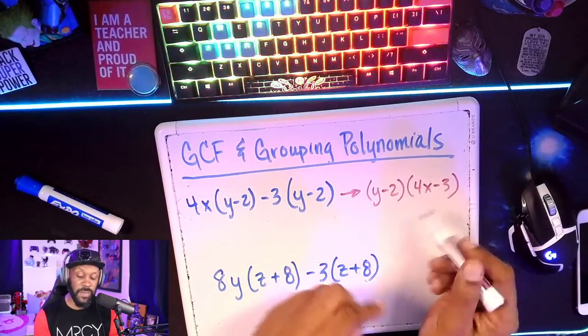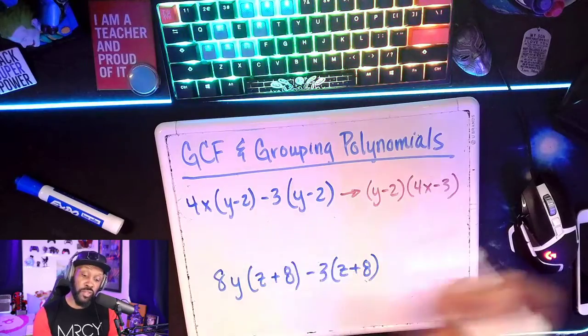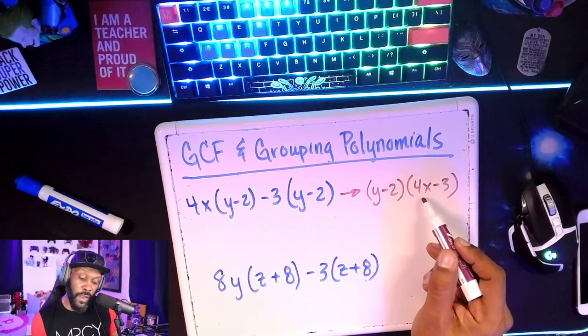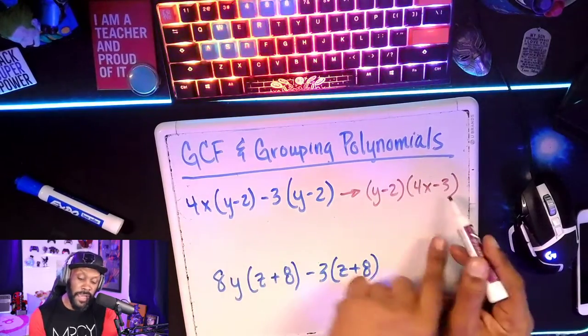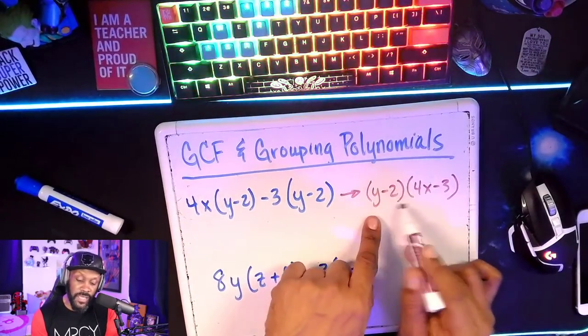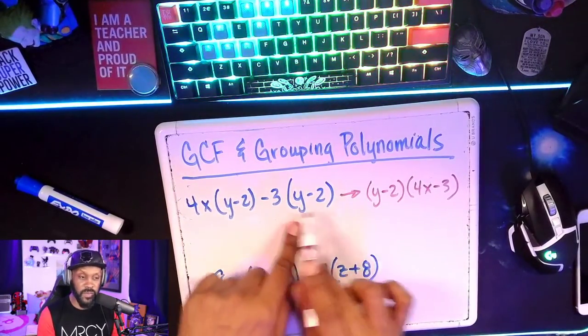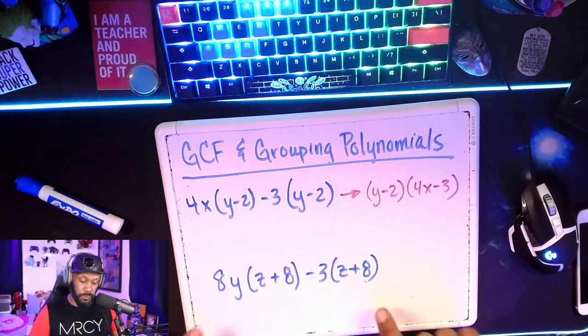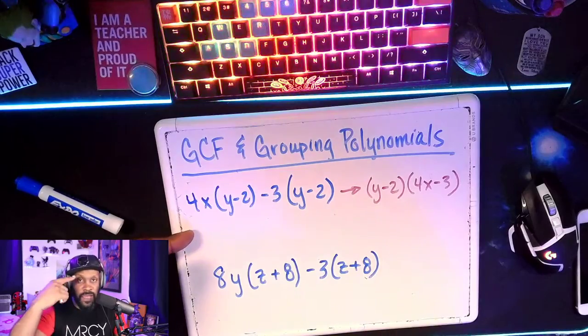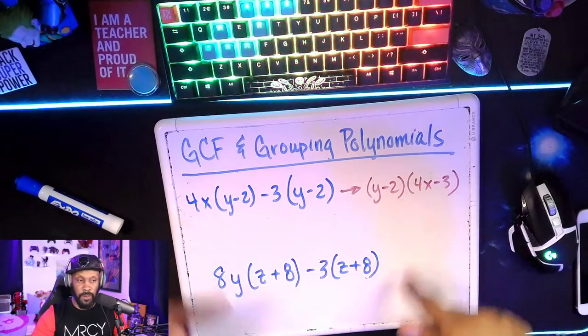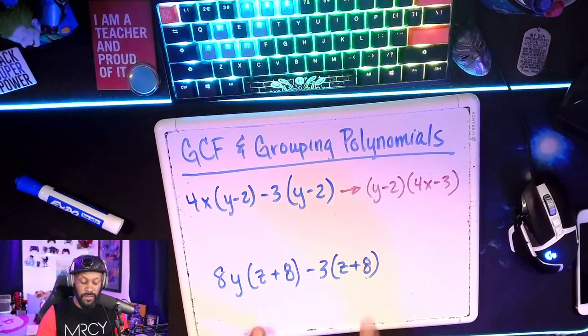And that makes sense because if I were to go the other way, doing the FOIL, I would be doing 4x times each of these, 4x times each of those terms. And I would have to do negative 3 times each one of these terms. Take it down here. In the same vein, the same thought process that we did up here, how would we factor this one? How would we group this one?